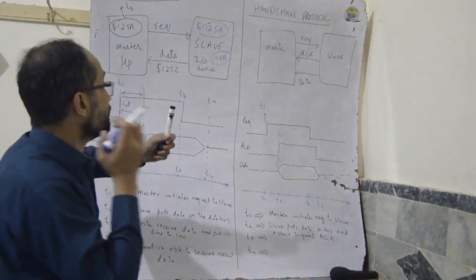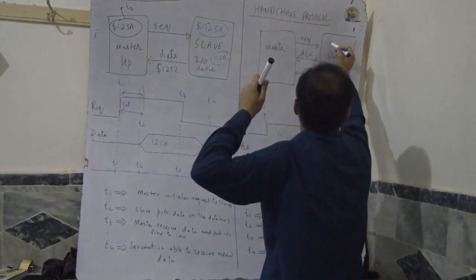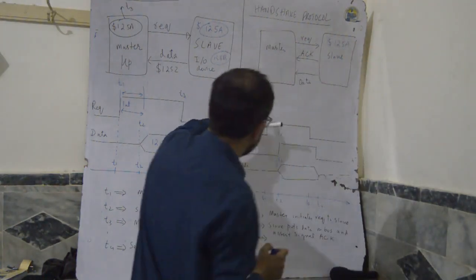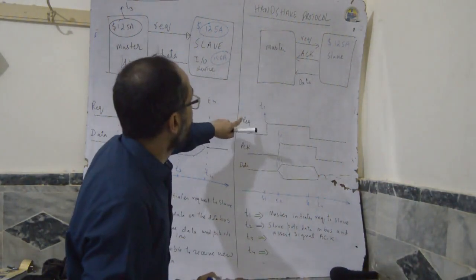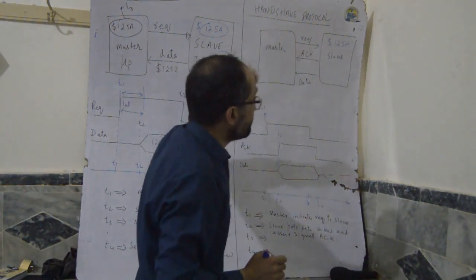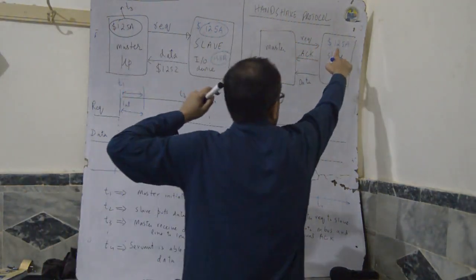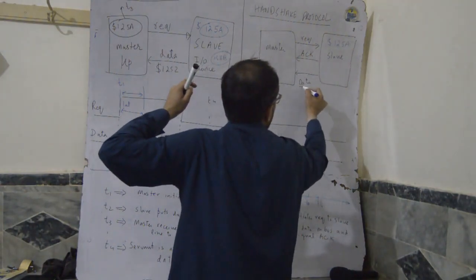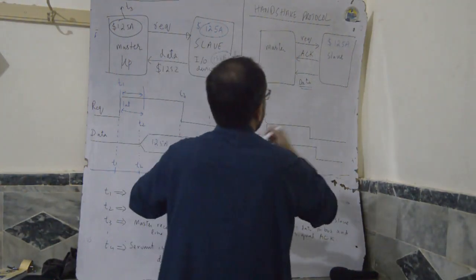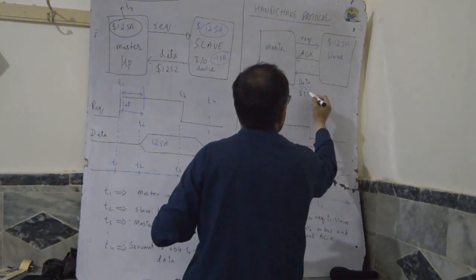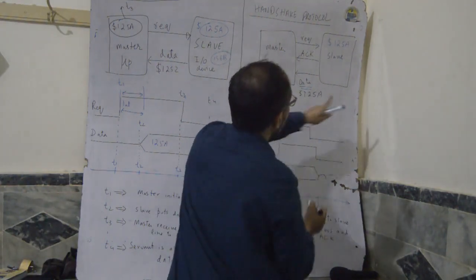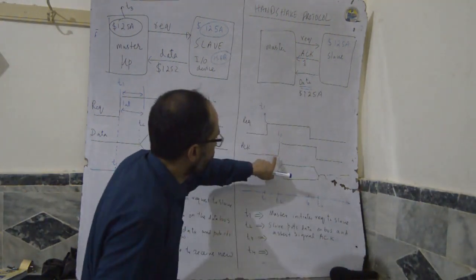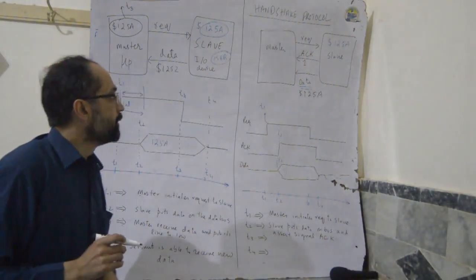Now let's assume that in the same example, this slave has some data: 1, 2, 5, 8. At time T1, the master will assert the request signal. At time T2, the slave responds. The slave will put the data on the bus, and that data, 1, 2, 5, 8, will be available on the bus. In addition, the acknowledge signal will be set to 1 at time T2.